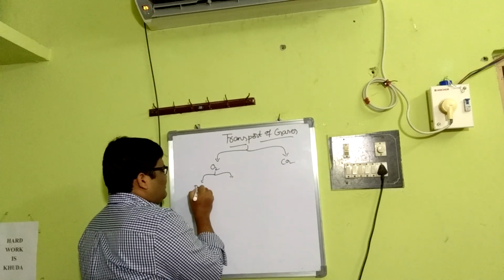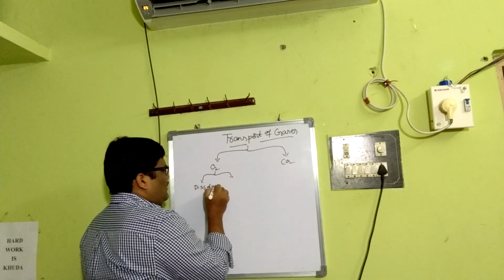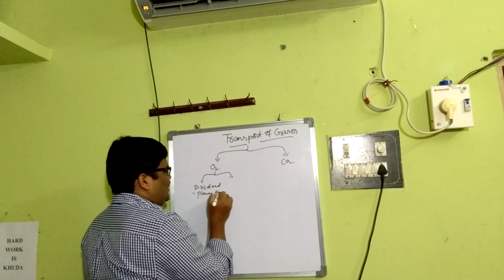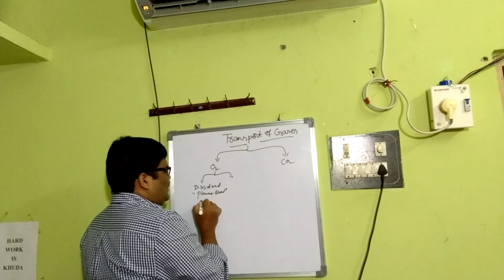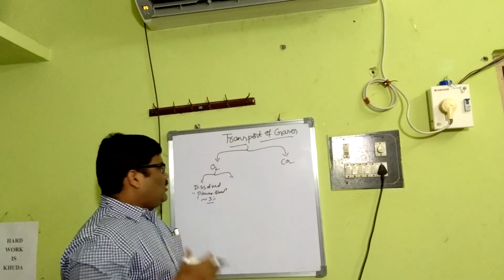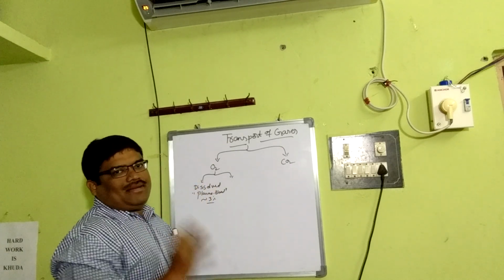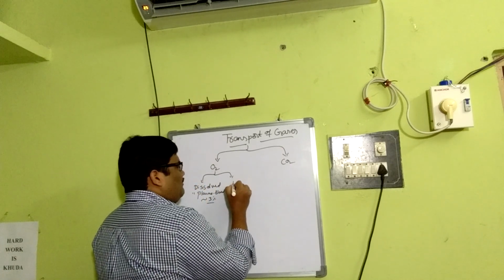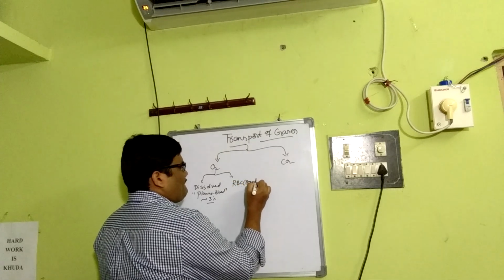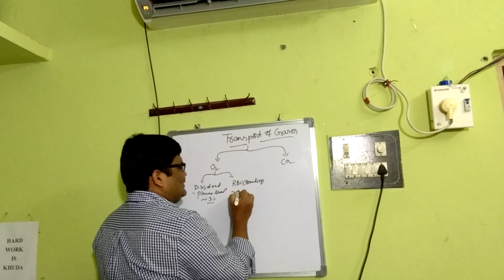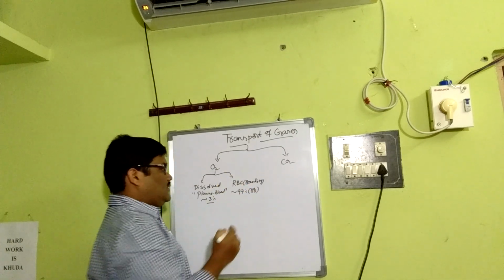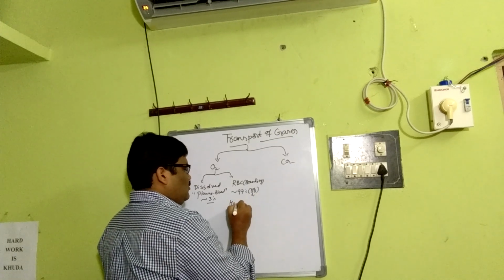Say by means of dissolved state, what we call blood plasma. Nearly 3% of oxygen will be transported in the dissolved state in blood plasma. Then by RBC, what we call binding form, nearly 97%. That means oxygen binds with hemoglobin.